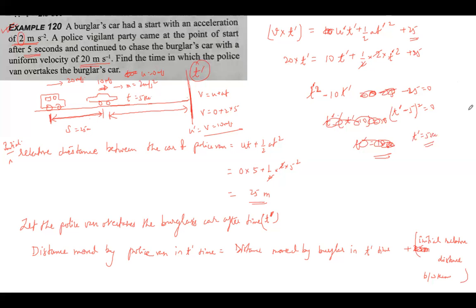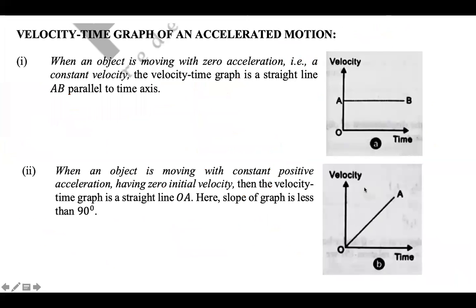Now it's correct. Is it clear? So now let's move to the graph portion. So we had already done position time graph and velocity time graph for an object which was moving with uniform velocity. Now we'll be doing these graphs when object is moving with accelerated motion.